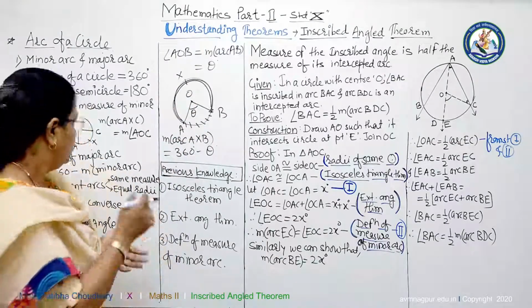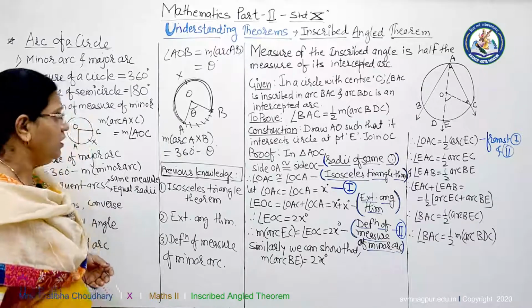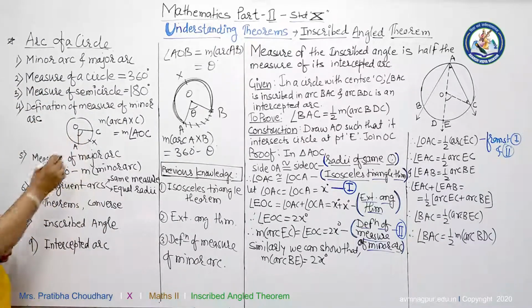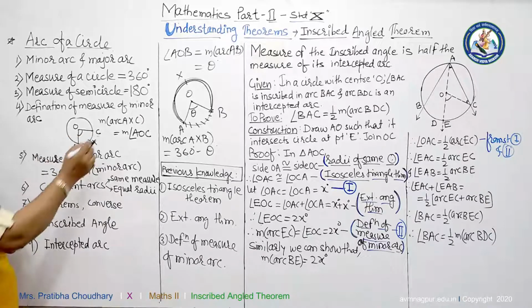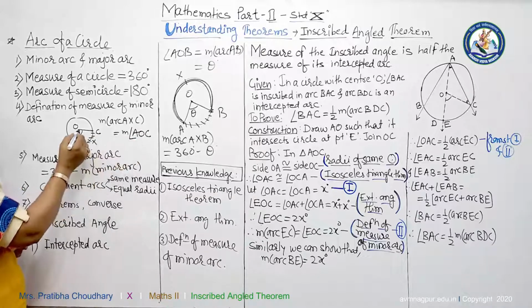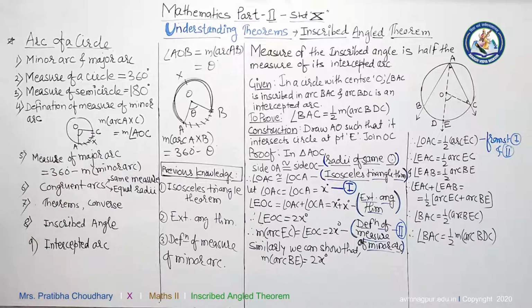Okay. So, here I have explained in this diagram. See, this is the central angle and here arc AXC is given. So the measure of arc AXC, that is the minor arc, is equal to the central angle AOC.